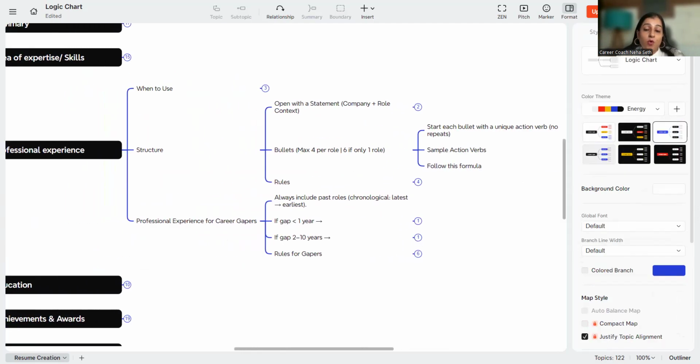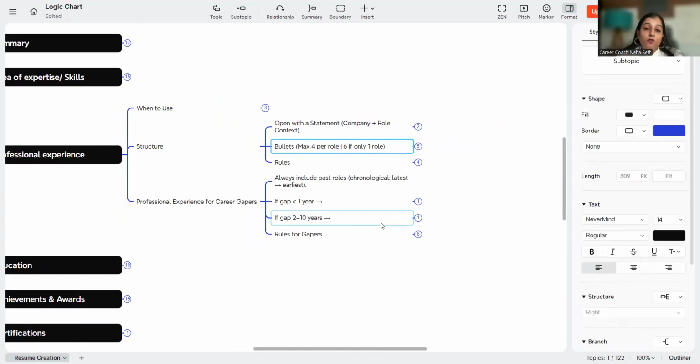It's very cumbersome, very difficult for the recruiter to read the resume with a lot of repetitions of the action verbs. Okay, so that's the structure.